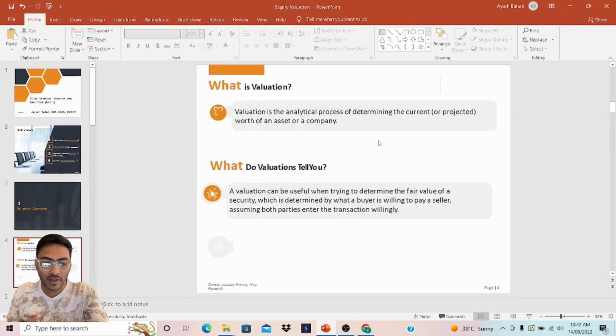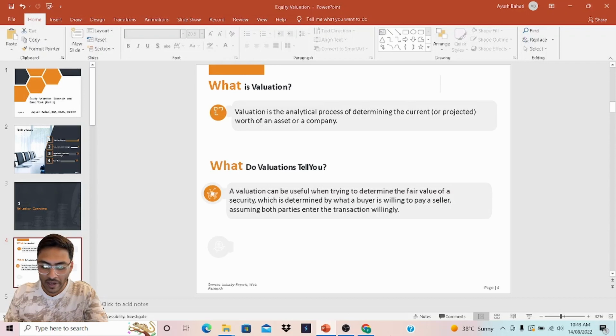Okay, first let's go through what the slide is saying. So what is valuation? Valuation is the analytical process of determining the current or projected worth of an asset or a company. And what does valuation tell you? A valuation can be useful when trying to determine the fair value of a security, which is determined by what a buyer is willing to pay a seller, assuming both parties enter the transaction willingly.